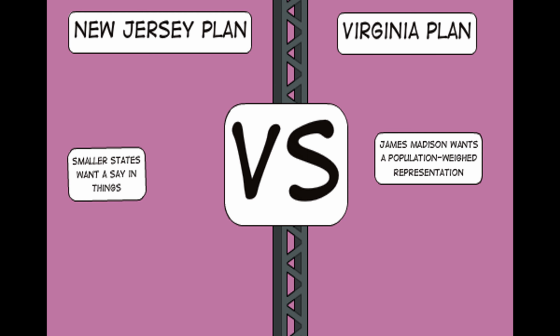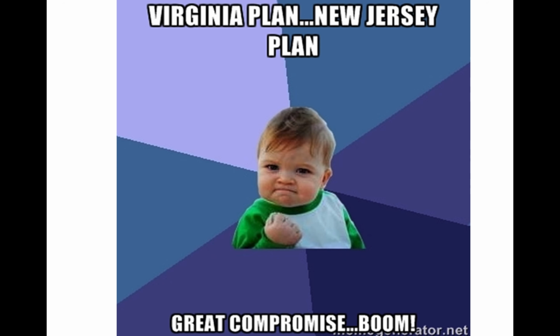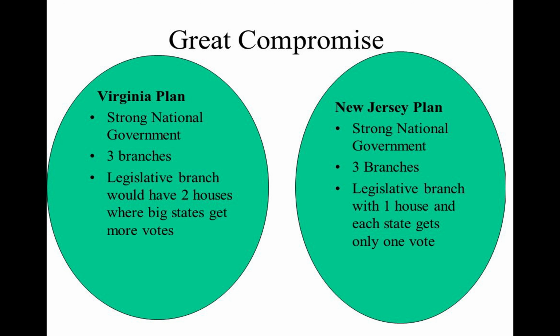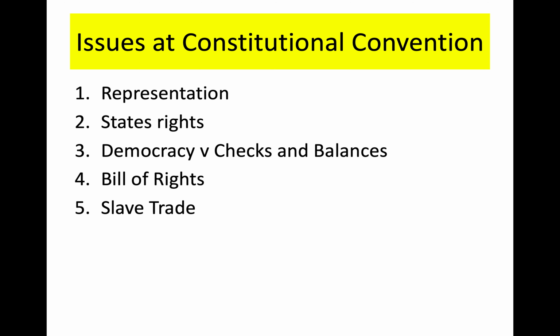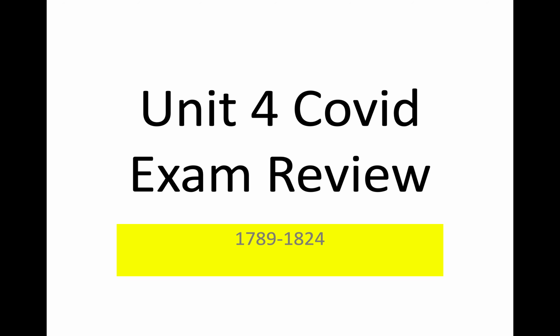And this is going to be known as the Great Compromise. So that's where we get our Congress today. Two houses. One, basically the Virginia plan, the House of Representatives. One, basically the New Jersey plan, the Senate. And you can see representation being the big thing that the 3/5 compromise would address.